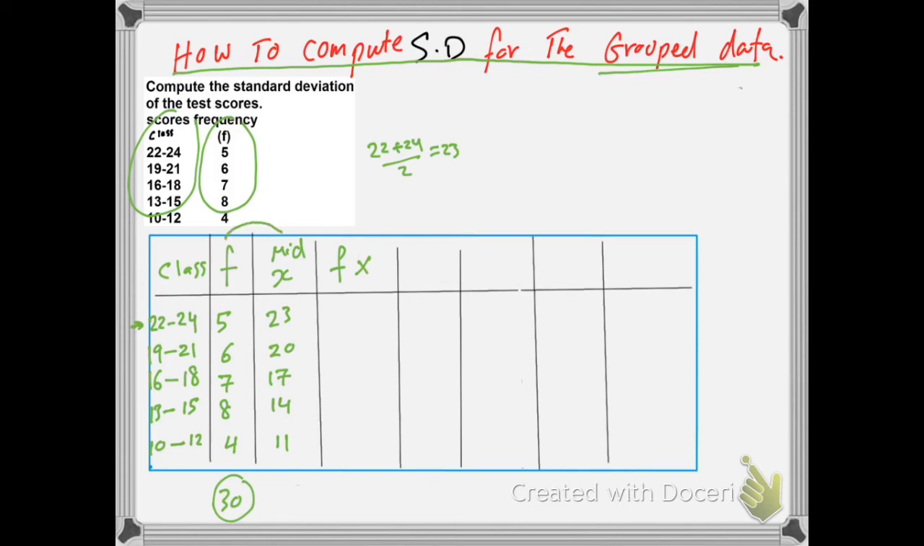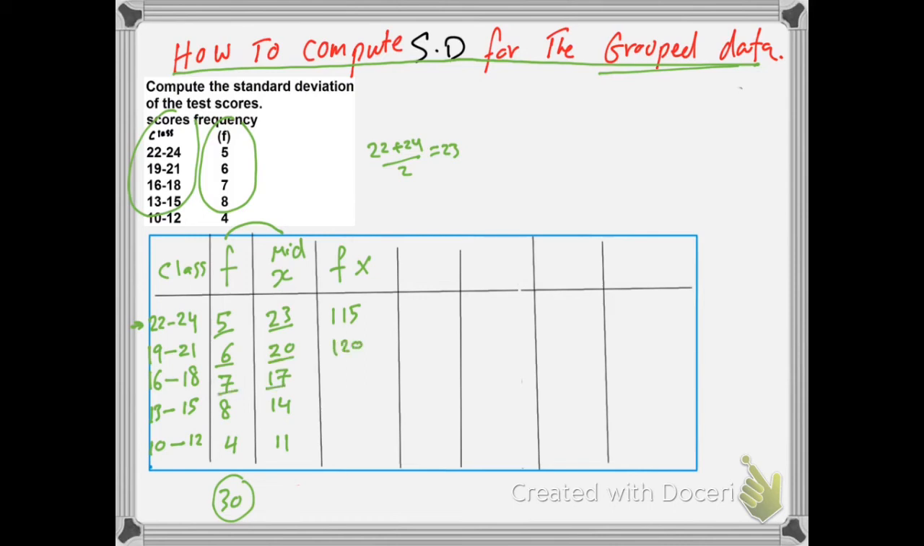Then I'll multiply this column with this column. Let's start. Try now to multiply with me 5 multiplied by 23. The answer will become 115. And when you multiply 6 by 20, the answer will become 120.